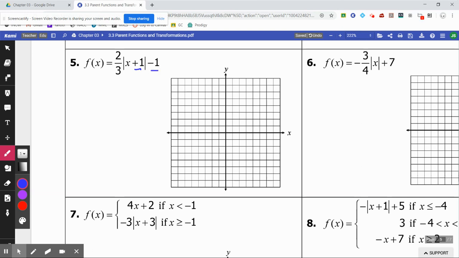Left 1, down 1. Put your vertex here. 2/3 is our slope. Rise 2, run 3. Rise 2, run -3. There is your parabola, or there is your absolute value graph. I keep calling it a parabola.